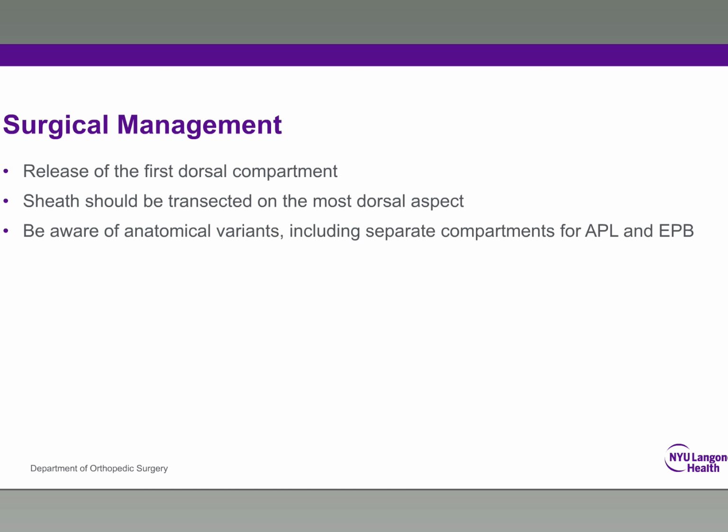Surgery involves release of the first dorsal compartment, and the sheath of the first dorsal compartment should be incised along its dorsal aspect, and that's to prevent subluxation. Now, there are anatomic variants, including the separate compartments for the APL and EPB, and we always want to make sure that we've done a complete release when doing the surgery.